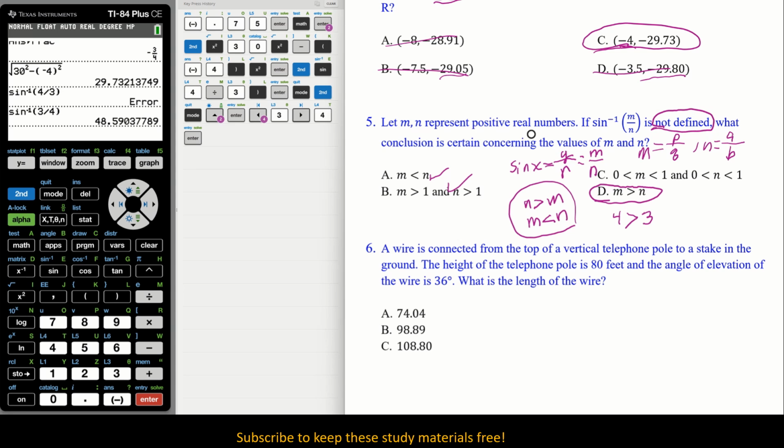The height of the telephone pole is 80 feet, and the angle of elevation of the wire is 36 inches. What is the length of the wire? Okay, let me draw this out for you.